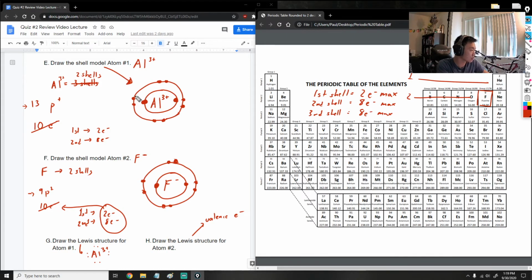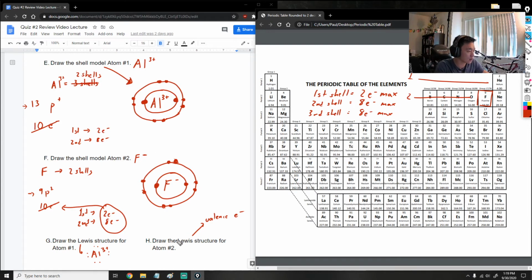We basically just copied this, but all we did was we took out the inside shell. We just draw the outside shell. That's what a Lewis structure is. A Lewis structure is just drawing the electrons on the outside.